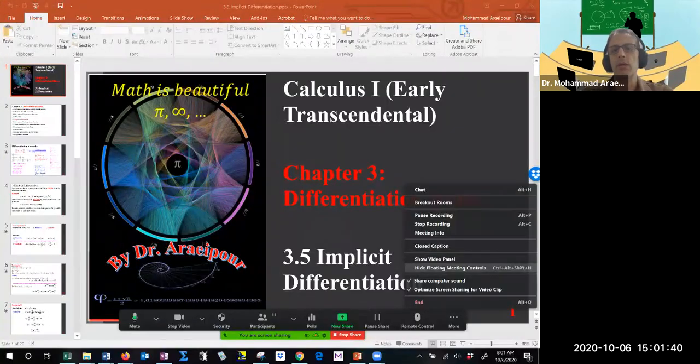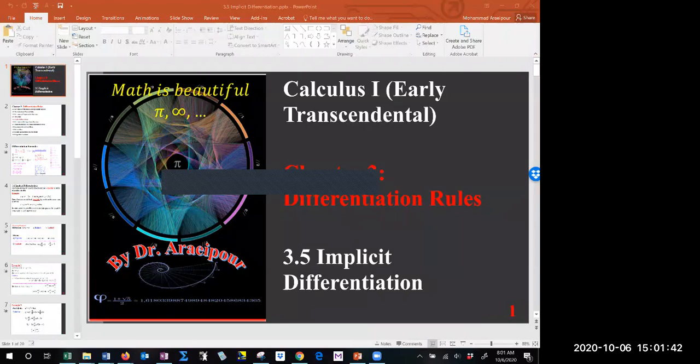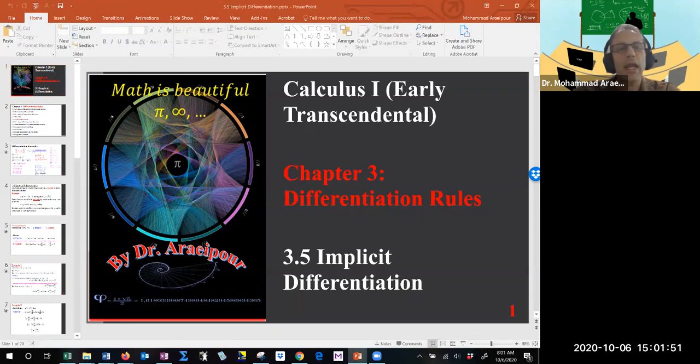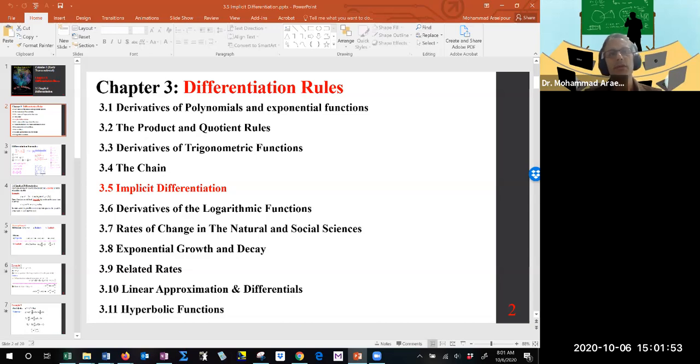Good morning, class. We are looking at section 3.5, implicit differentiation. So we have covered various techniques of differentiation, such as dealing with polynomials, exponential functions, product and quotient rules, trigonometric functions, the chain rule, and we are going to move on to this new section, implicit differentiation.